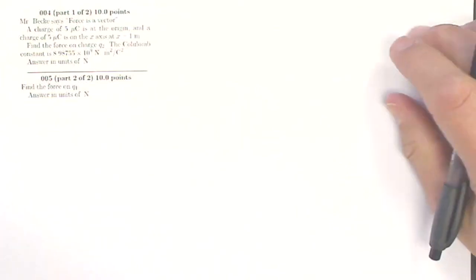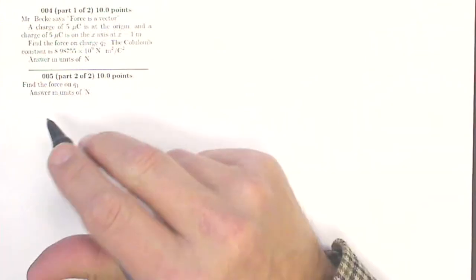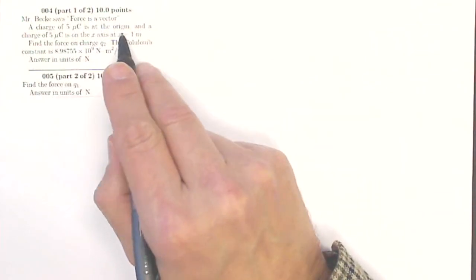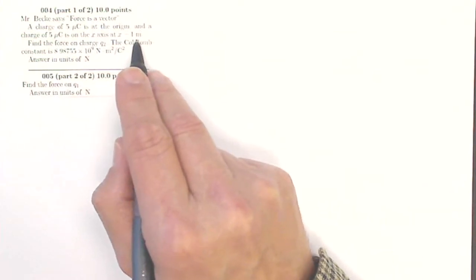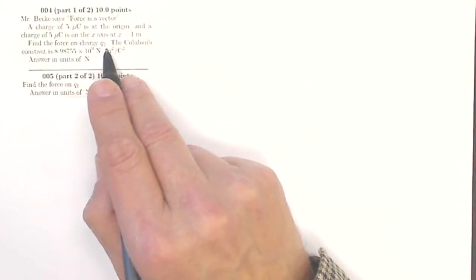This is Mr. Beck Does Your Homework, physics homework number 19, questions number 4 and 5. It says a charge of 5 microcoulombs is at the origin, and a charge of 5 microcoulombs is on the x-axis at x equals 1 meter. Find the force on charge Q2.